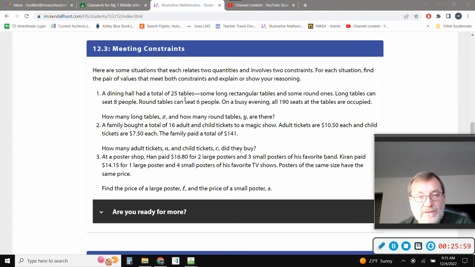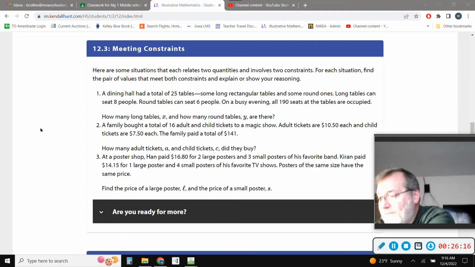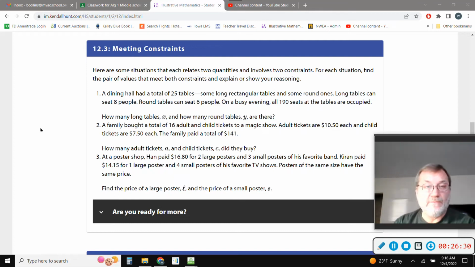The dining hall had this many tables, some long and some round. Long can seat 8, round can seat 6. On a busy evening, 190 seats at the tables are occupied. How many long tables X and how many round tables are there? Okay, well, we can come up with an equation for that. So we have two equations we're going to be getting out of this. I want you to realize there are going to be two equations we can get out of this.